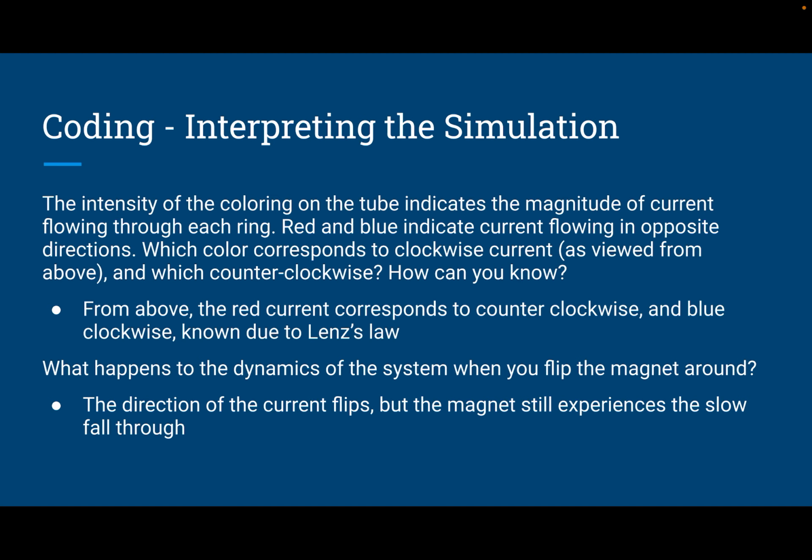What happens to the dynamics of the system when you flip the magnet around? When you flip the magnet around, all it does is flip the direction of the current, so the magnet will still experience the same slow fall through and the same magnetic force as before.